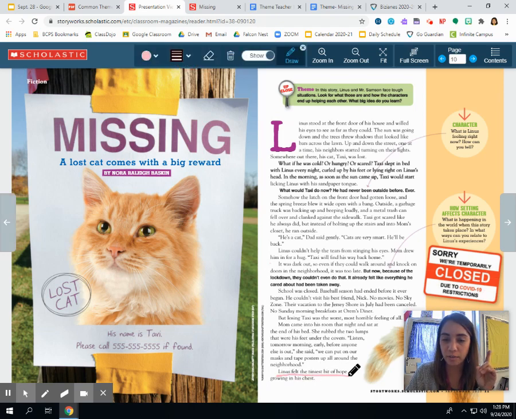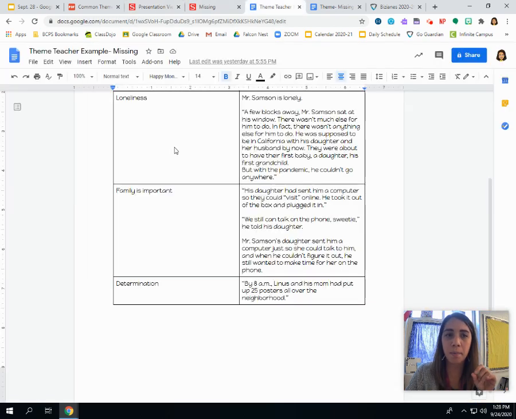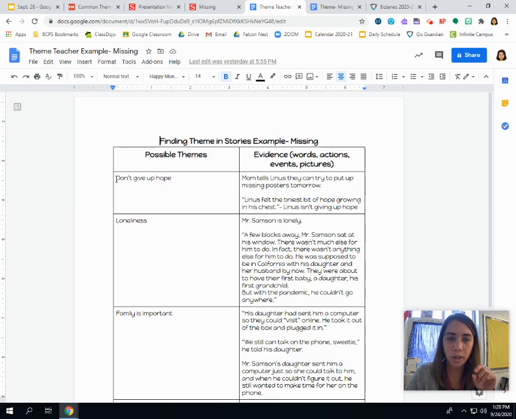Ooh, that reminds me of hope. And that makes me think maybe a possible theme. Let me scroll up here. Sorry, one possible theme could be don't give up hope.